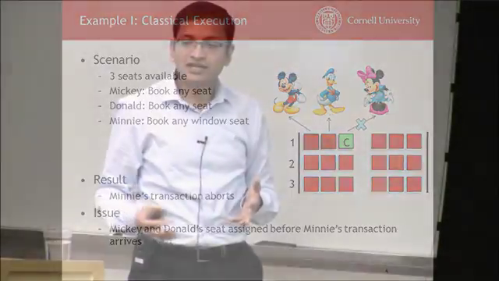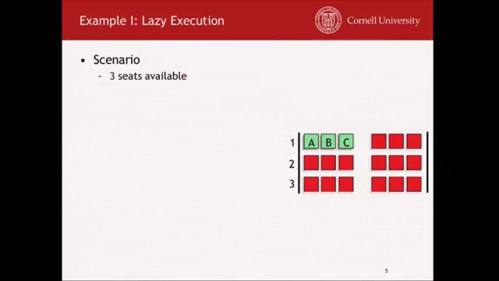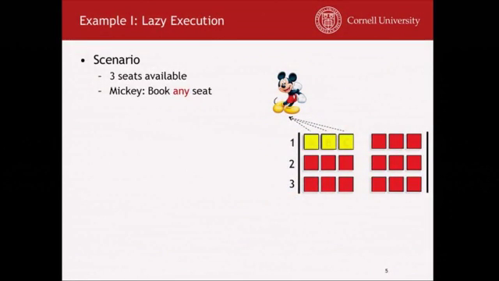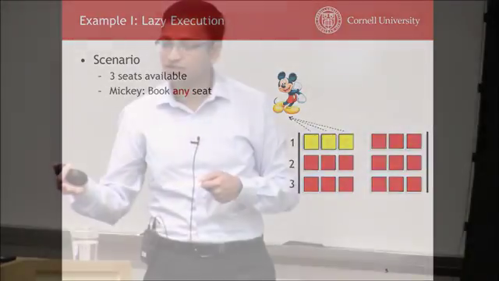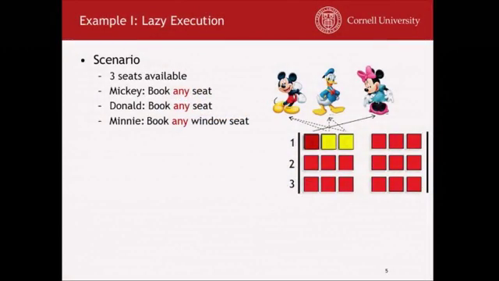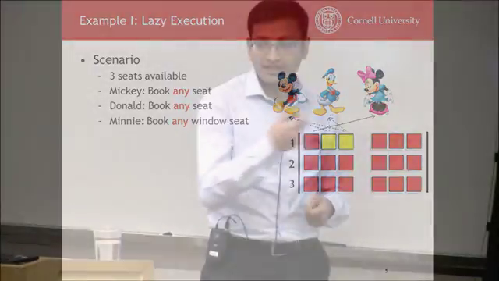Now, if you knew that Minnie's transaction was going to arrive, then you could have given Mickey the seat 1C. Mickey didn't really care about which seat he got, in which case Minnie's transaction would have committed. So let us see how a lazy execution model addresses this issue. Again, consider the same scenario. Now Mickey says, book me any seat. And instead of assigning a single seat to Mickey, I'm going to commit Mickey's transaction, and I'm going to defer the assignment of the seat to Mickey. Subsequently, I'm going to do the same for Donald's transaction. I'm going to ensure that Mickey and Donald both have some seat, but I'm not going to tell them which exact seat they have. Finally, when Minnie says that she wants a window seat, I can actually assign Minnie the window seat which was available, in this case, 1A.